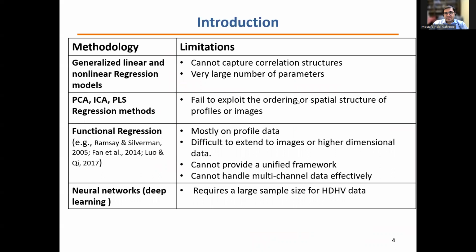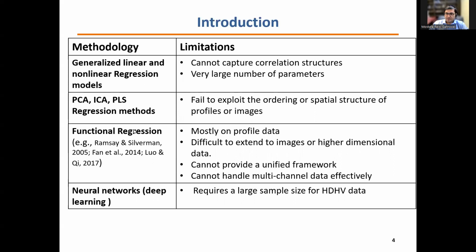There are different techniques that one can use to create these models. For example, generalized linear and nonlinear regression models can be used. However, these techniques cannot capture the correlation structure. Also, they create a very large number of parameters that may not be tractable to estimate. Techniques such as principal component analysis, independent component analysis, and partial least squares regression methods are also available, but they cannot exploit the ordering or spatial structure of the data.